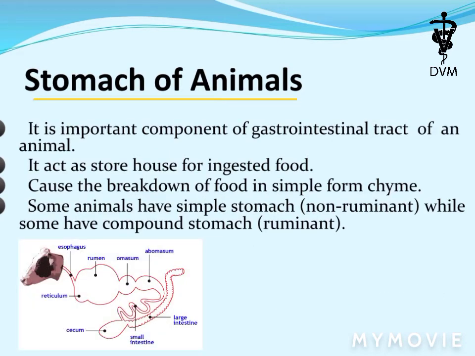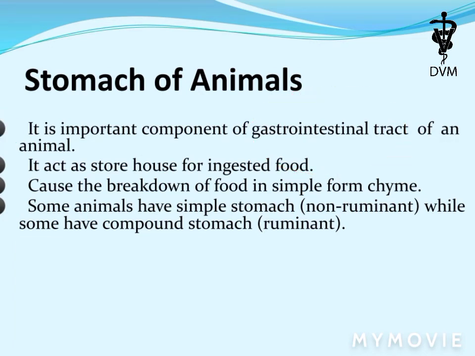Stomach in animals. It is an important component of the gastrointestinal tract of an animal, as it acts as a storehouse for the ingested food. It also causes the breakdown of food into a simple form, called chyme. Some animals have simple stomachs while others have a compound stomach.